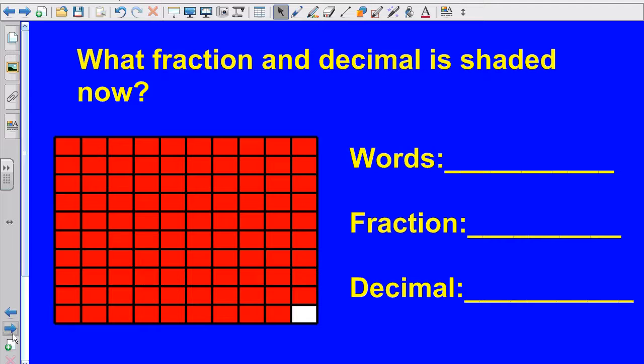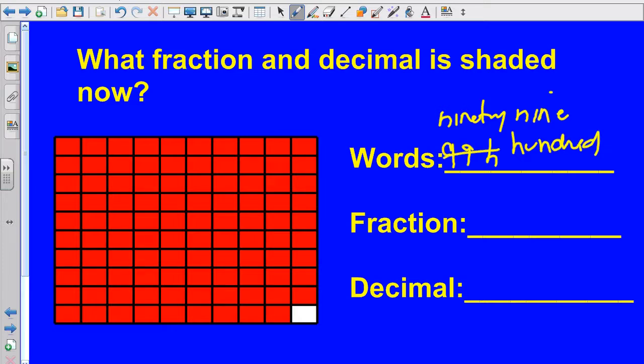Okay, Cole. Yeah. That's all for time. I did one. Which one is it, Cole? Can I do decimal this time? 99 hundredths. Why can't I put 99 down? Because it's not words. The instructions were to do words. Meg, fraction? 99 over 100. Sydney?